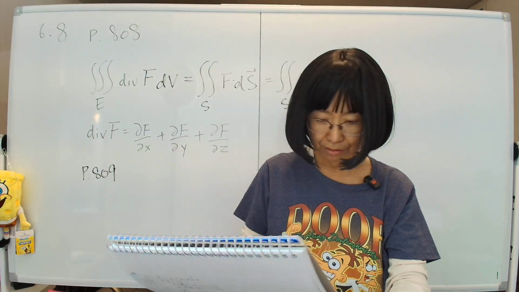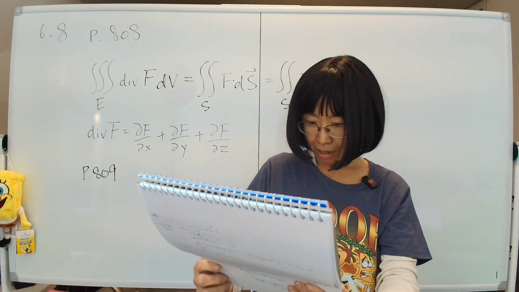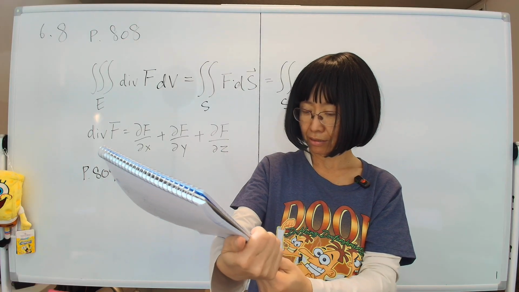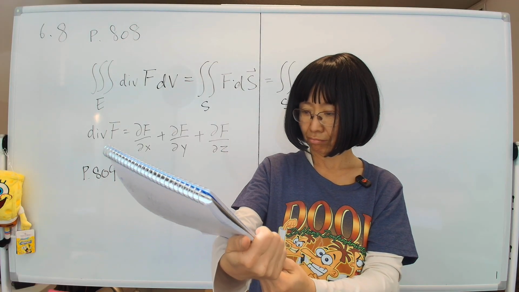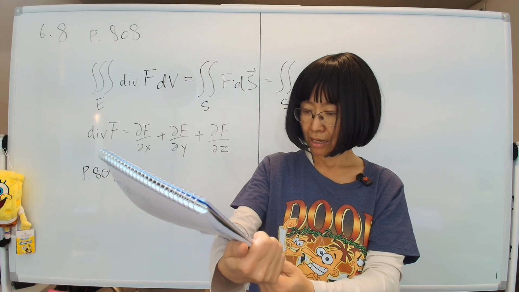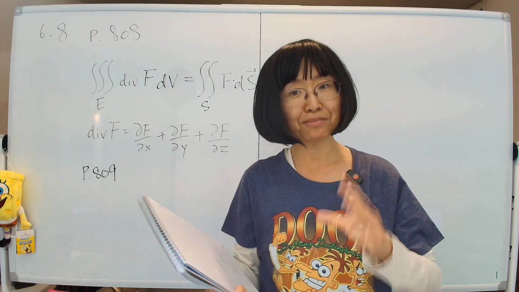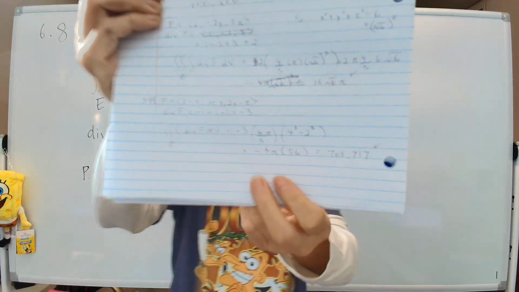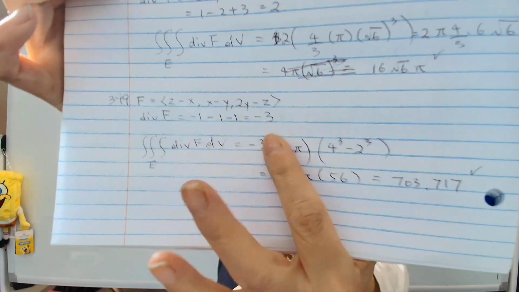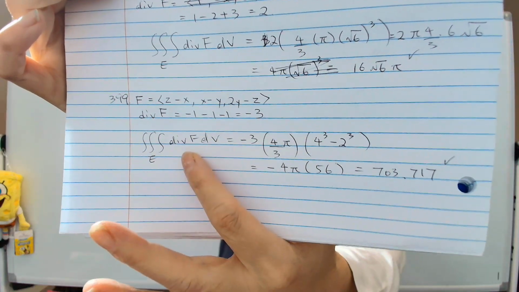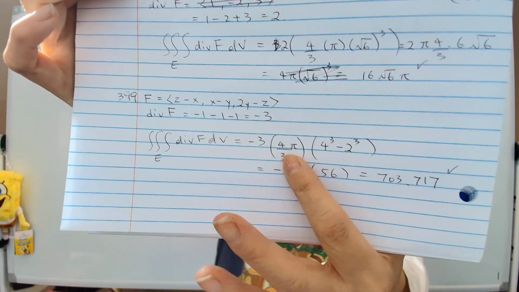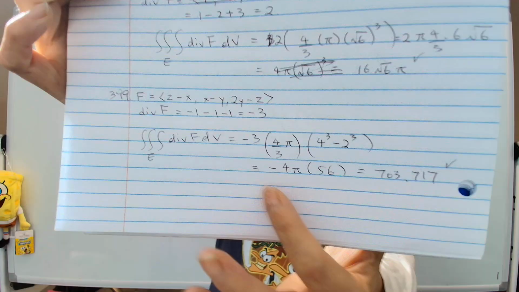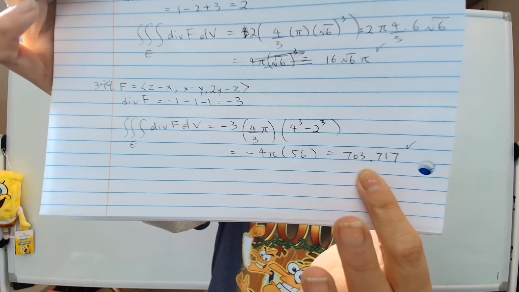Now, 399, we have a similar situation. I think, what surface is that? Oh, I know. I think this is the sphere with a hole inside, I believe. Yes, that's right. So again, the divergence is constant, so we can just take it out of the integration. Here's the sphere with a hole, okay? Here's the sphere subtracted by the hole, and it becomes something like this.